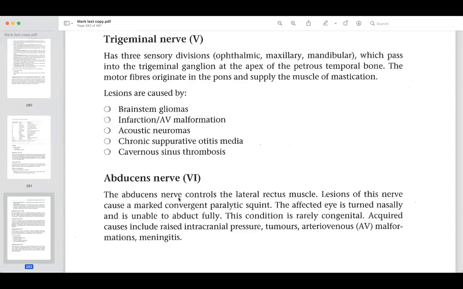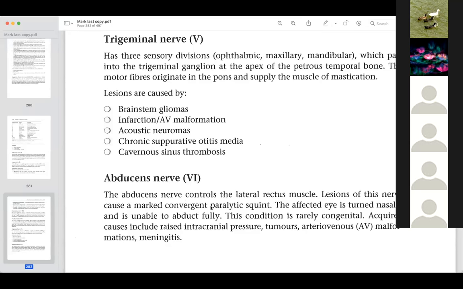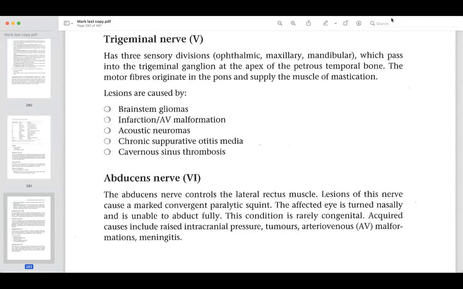The abducent nerve controls the lateral rectus muscle. Lesions of this nerve cause marked convergent paralytic squint. It is convergent paralytic because the medial rectus becomes more active than the lateral rectus. The affected eye is turned nasally and is unable to abduct fully.